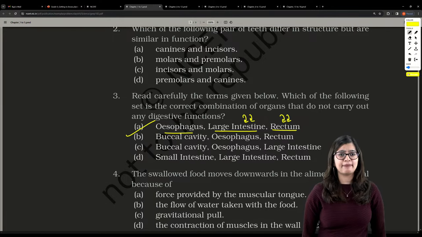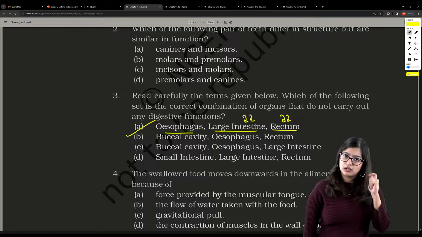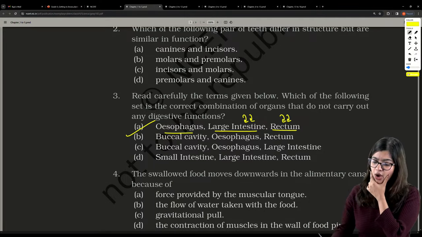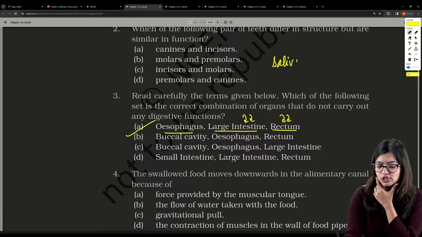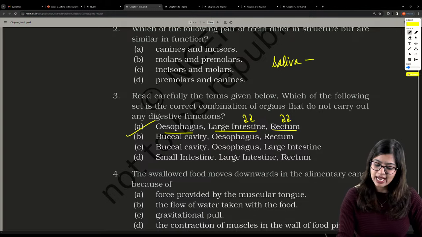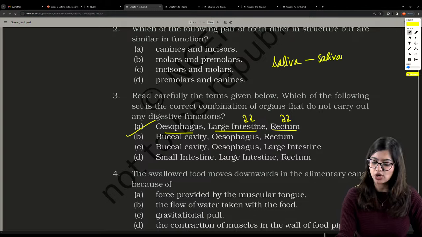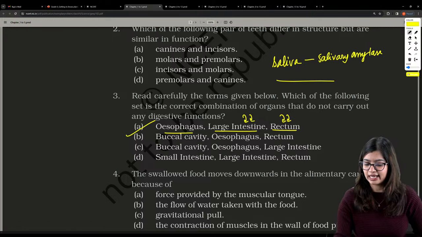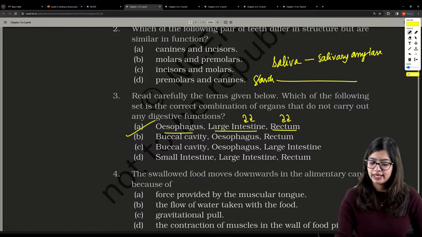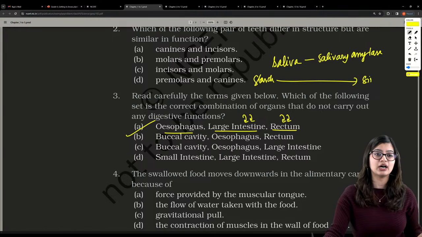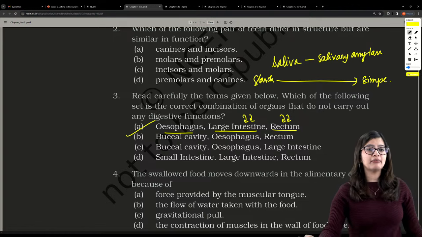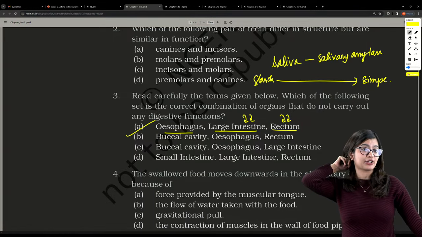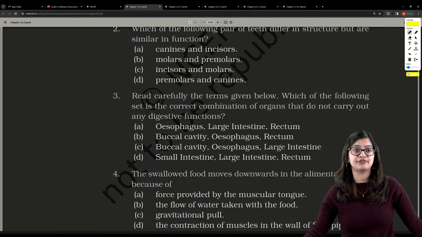Ma'am, how does digestion happen in buccal cavity? In our buccal cavity, which is the mouth, we have saliva which is produced, right? Saliva has salivary amylase, yes or no? Now, what will salivary amylase do? Salivary amylase will break down starch into simpler sugars, yes? Ma'am, is the alimentary canal the whole digestive tract or only the esophagus? Whole digestive tract.